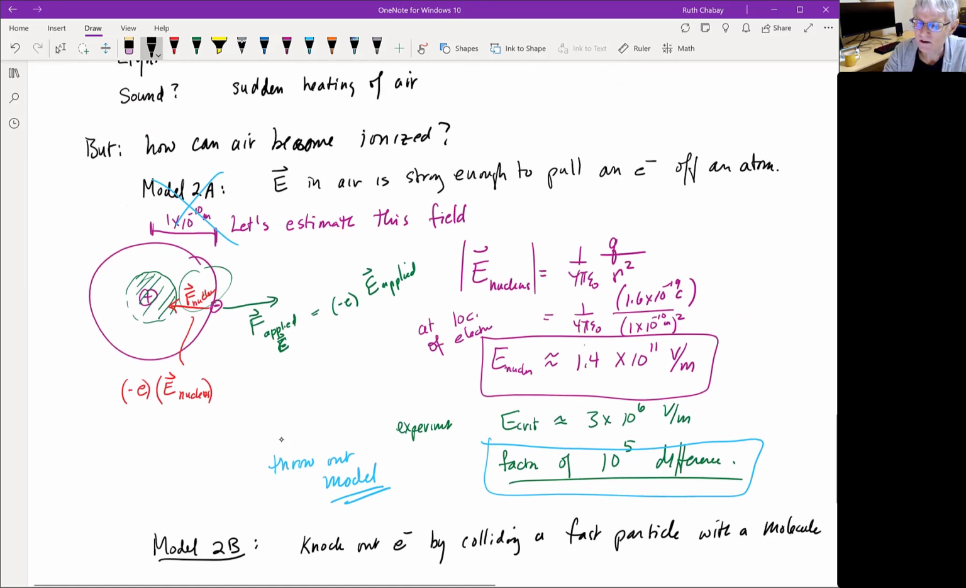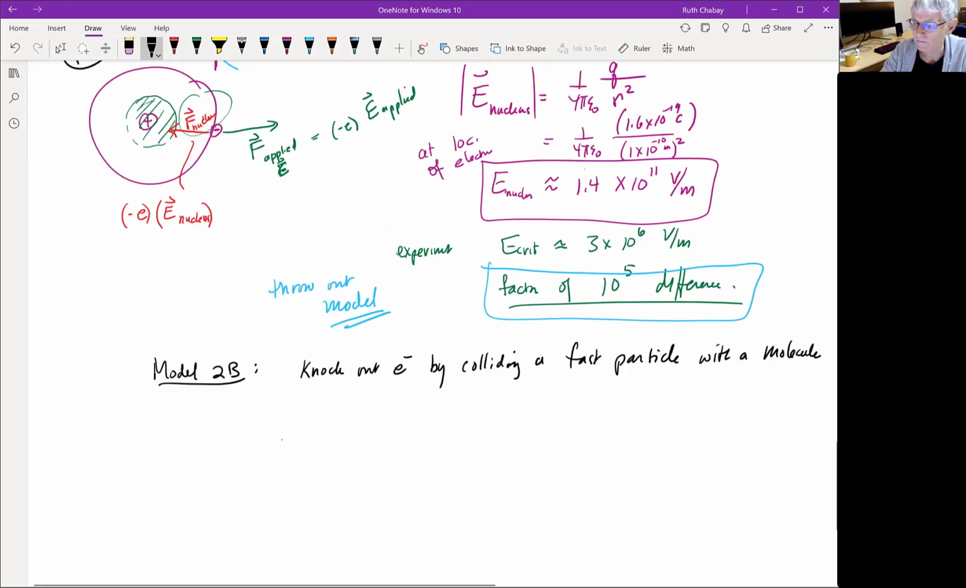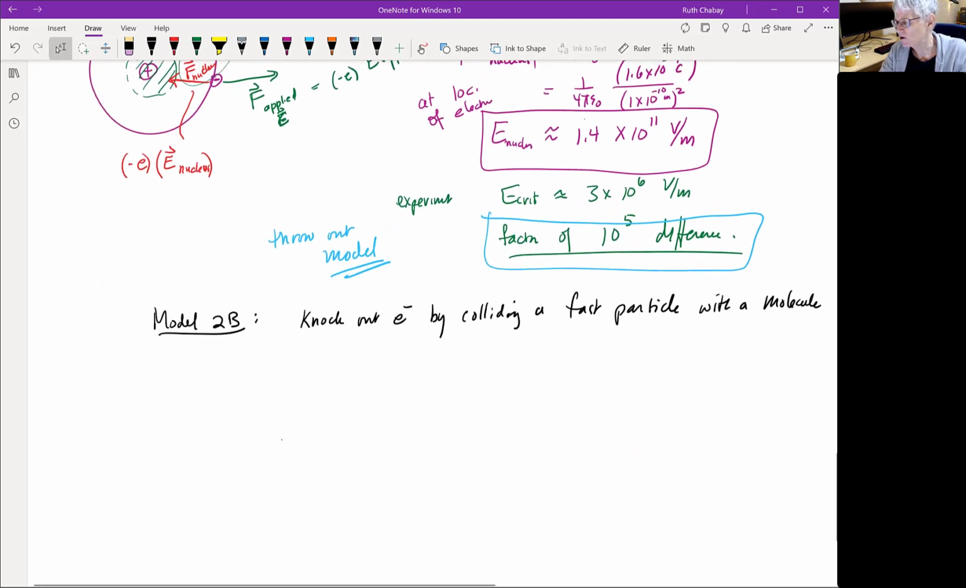So model A was a force argument, and in model B we really are talking about energy. So we come back to Cole's suggestion of needing to think about the ionization energy of the molecule, because we're going to make an energy argument here.